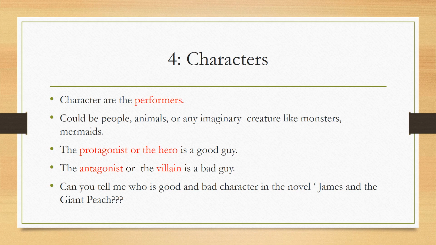Very, very important element. These are the characters. Without characters, no story, no novel can sustain. Can it be? Who are the characters? Characters are the performers. They could be people, animal, or any imaginary creature like monsters or mermaids. And it contains two types of characters. One type is called protagonist. Protagonist is the literary name of the hero or the good guy. And there comes another type, that is antagonist. Antagonist is the second name of villain or the bad guy.